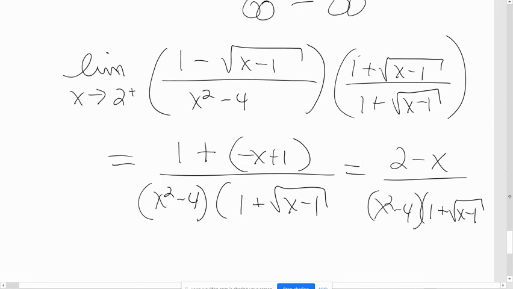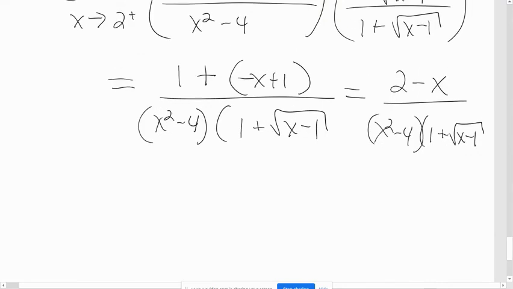So now, as we go towards infinity, this function is going towards infinity.